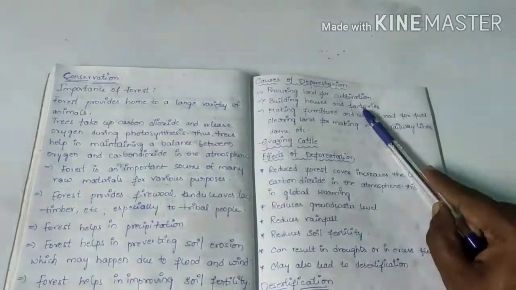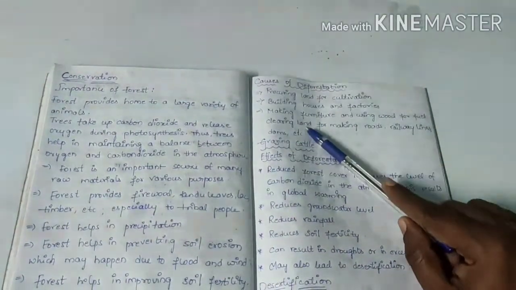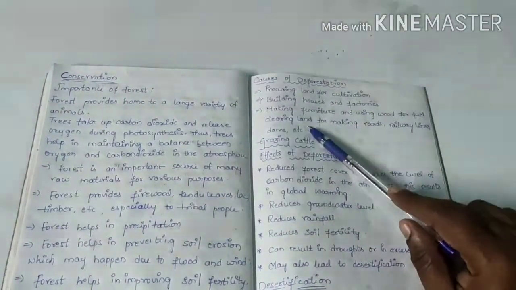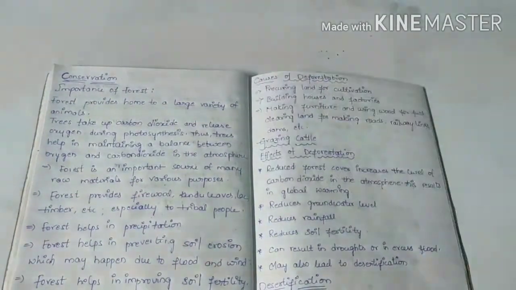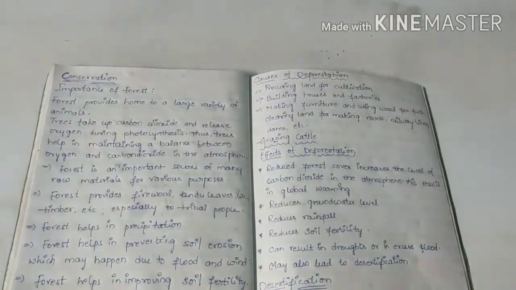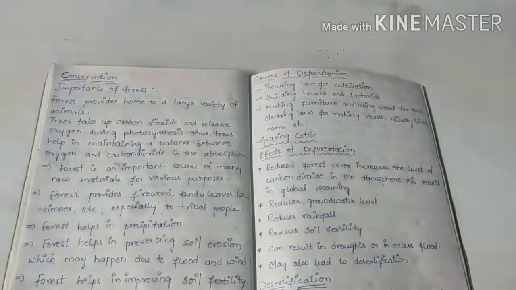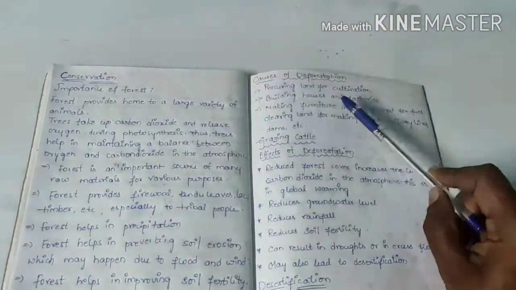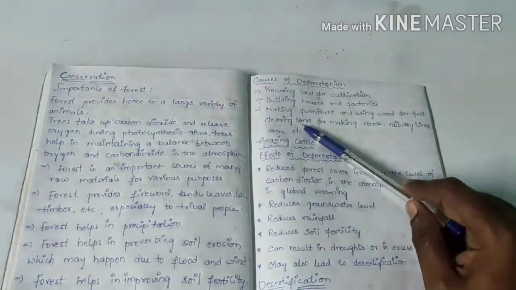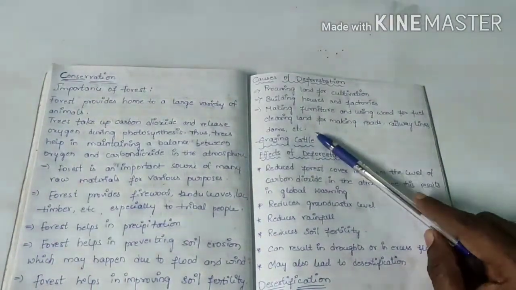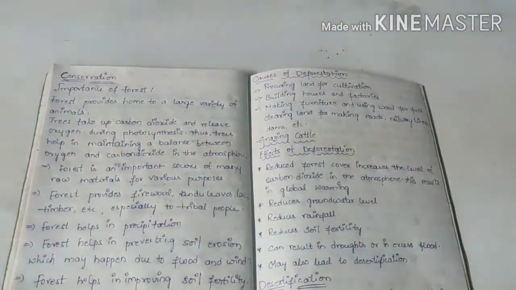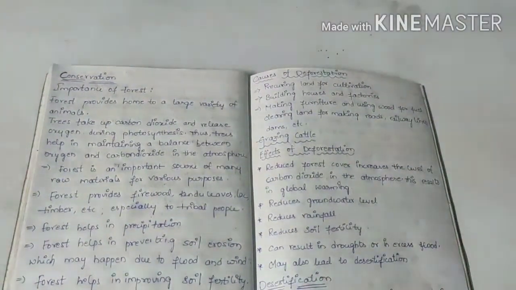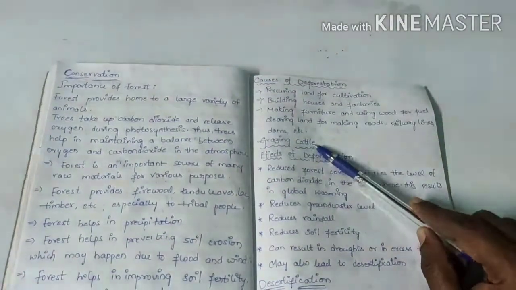Next, building houses and factories, making furniture and using wood for fuel, clearing land for making roads, railway lines, dams, etc. So these are all causes of deforestation. Procuring land for cultivation, building houses and factories, making furniture and using wood for fuel, etc., are the causes of deforestation. One more is grazing of cattle also.